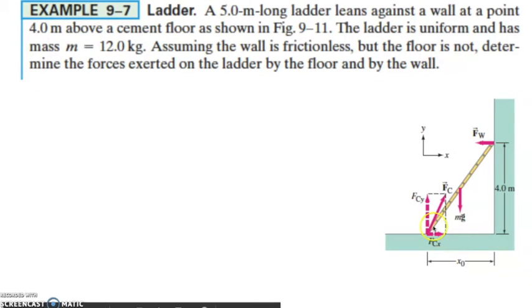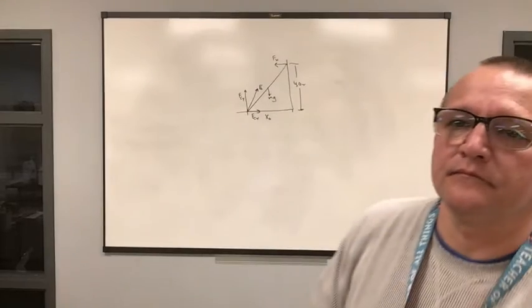Ladder. So we got a 5-meter long ladder leaning against the wall at a point 4 meters above the cement floor. The ladder is uniform and has a mass of 12 kilograms. Assuming the wall has no friction, but the floor is not frictionless, so this will stay still. Determine the forces exerted on the ladder by the floor and by the wall. So we have this and we have this. Find those forces. Do it now.